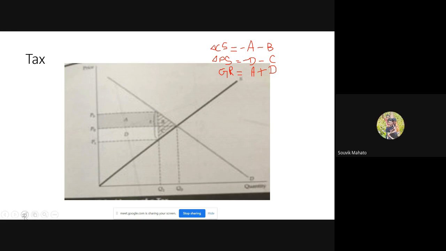Because this is the tax. Look, this is the tax rate, and this is the quantity sold. Tax rate means per unit of quantity sold, you have to pay this tax. And what is the total quantity sold? This. So the total tax revenue will be quantity times tax rate. So the area of this total rectangle is A plus D. Any doubt with it? Ma'am, here the tax is paid by both the consumer and the producer. Yes, that is the distribution of the burden of tax.